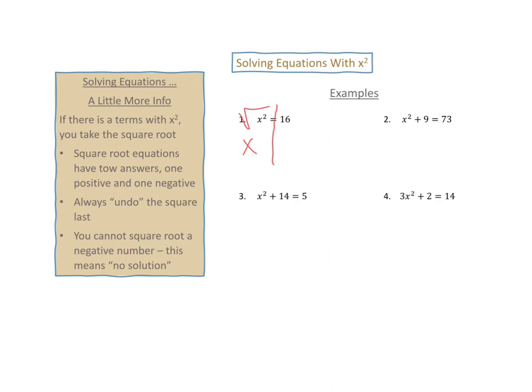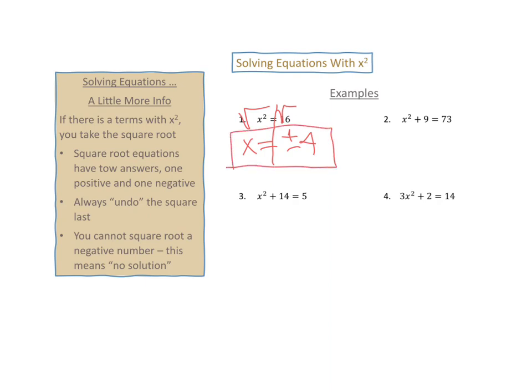And the square root of 16. The square root of 16, you're probably saying, is what? It's 4. But it's also negative 4, right? Because negative 4 times negative 4 is also 16. So we would write plus or minus 4. There is our answer.